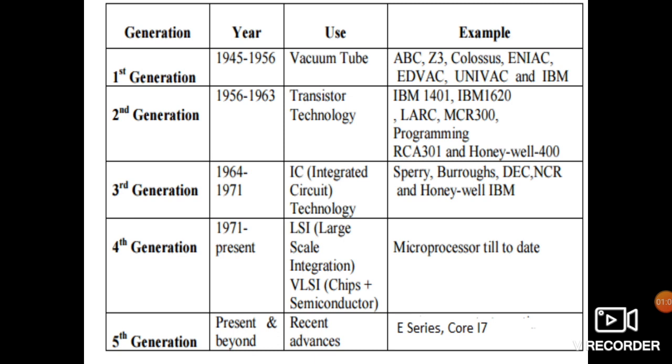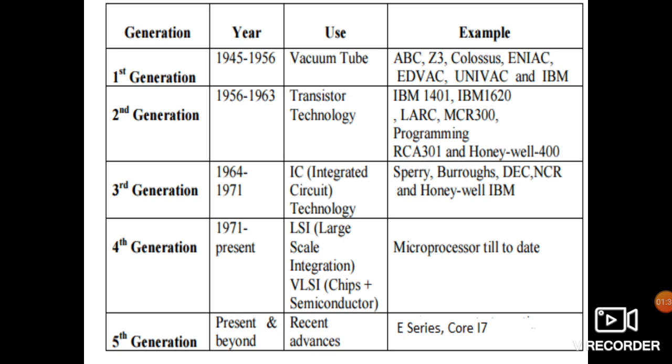So the first generation of computer. The first generation of computer starts from 1945 to 1956, and this generation of computer uses vacuum tube. Now vacuum tube is a device which is used in that generation of computer, and the examples of this are Univac, IBM, ENIAC, EDVAC, etc.